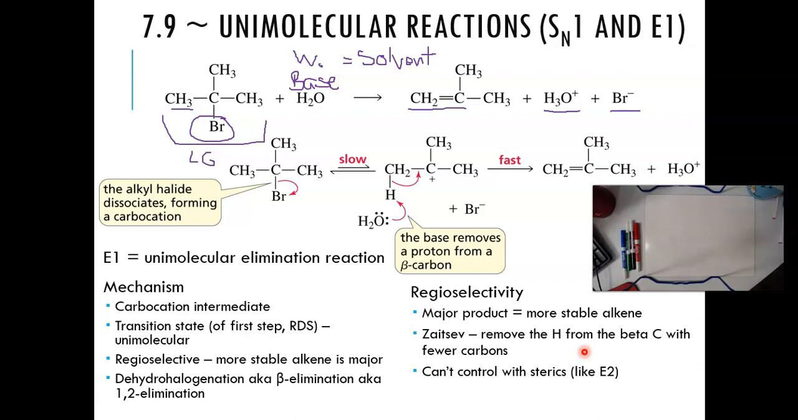Now, when we saw the E2 reaction in the last video, we could force it to make the Hofmann as the major product by using a more bulky base. This is not true with the E1. We can't control it like we could with the E2. So the Zaitsev, that more substituted alkene, will always be our major product. Let's do a practice one with this.